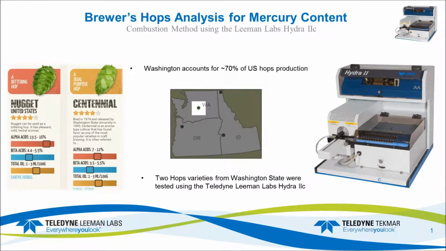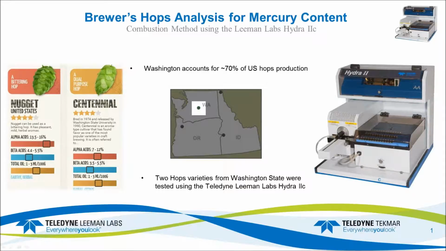Good morning, everybody. I'm John. I'm the Mercury product specialist based out of Omaha. I was sent the two samples, the Centennial and the Nugget, for analysis of Mercury. It's kind of interesting in researching this that the largest portion in the U.S. comes from the Yakima Valley in Washington State, and various areas there specify different types of hops.